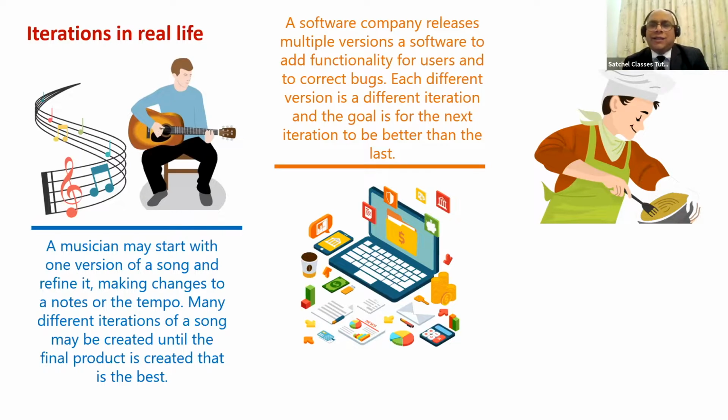Okay, so each different version is a different iteration. The idea is the next iteration should always be somewhat better than the previous iteration. So there's a little improvement in the software every time it goes through an iteration, until obviously it gets to the last and the best for a particular output at the end.